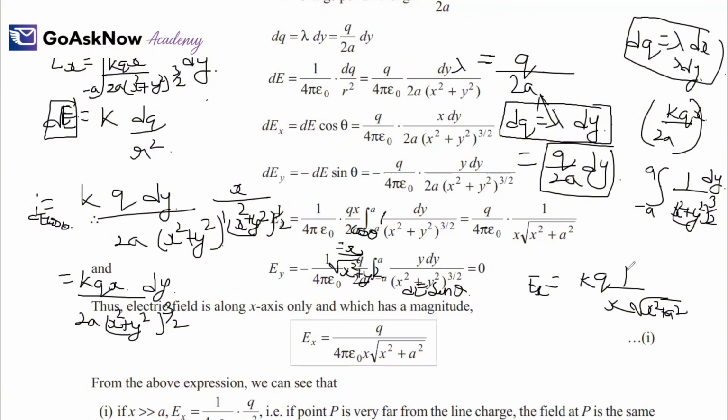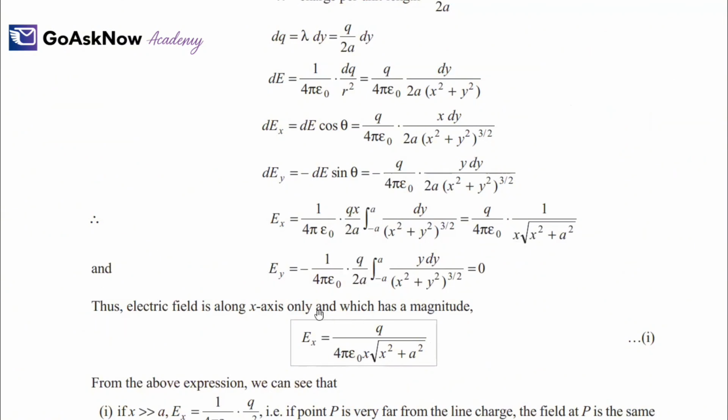Yeah. So you have to integrate, you will get this value if you integrate it. And if you integrate the Ey term, then it will come equal to 0 only, because if you put the limits a and minus a, it will be cancelled out by the first positive term and the other negative term. So the net electric field will be Ex only, which will be equal to k q upon x into root x square plus a square.